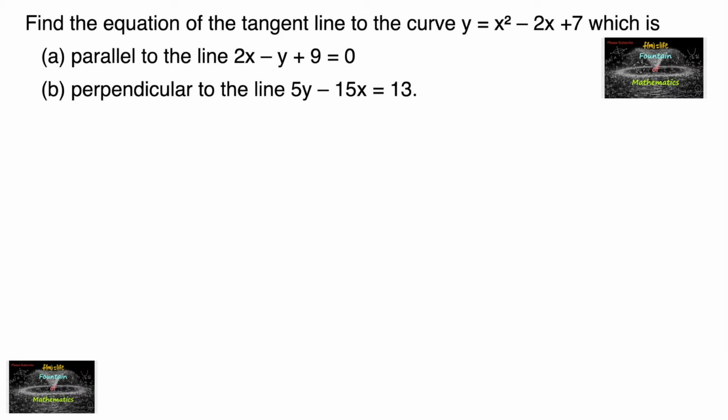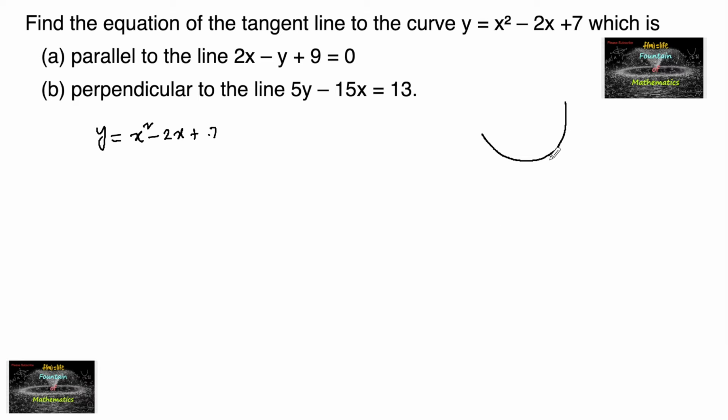Find the equation of the tangent line to the curve y is equal to x squared minus 2x plus 7, which is parallel to the line 2x minus y plus 9 equals 0, and in the second case perpendicular to the line 5y minus 15x is equal to 13. Suppose here is a curve y is equal to x squared minus 2x plus 7.